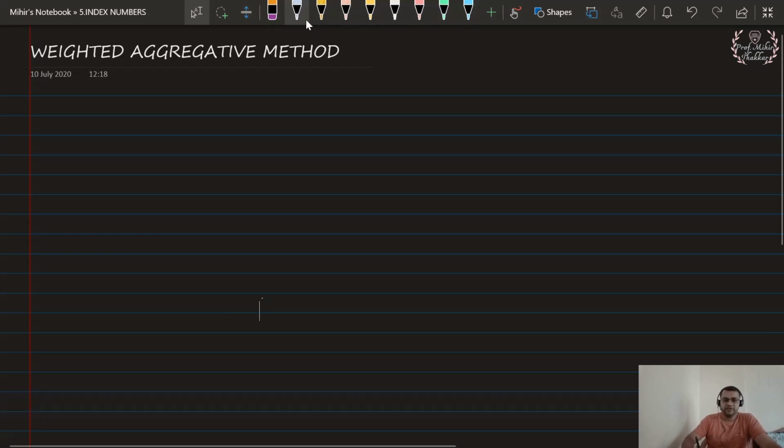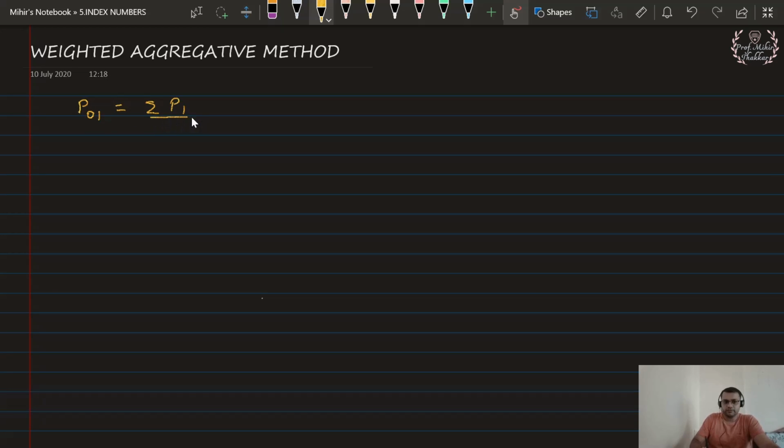So let's understand the weighted aggregative method of finding the index numbers. In our simple aggregative method, we had seen the formula P01 is equal to summation P1 upon summation P0 multiplied by 100. We are talking over here for the price index number. This is the formula that we had seen.